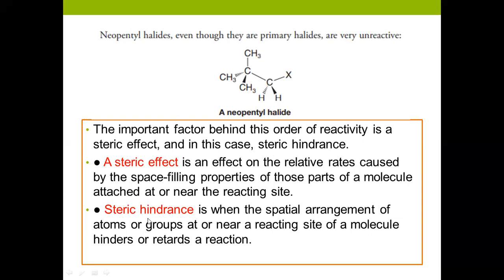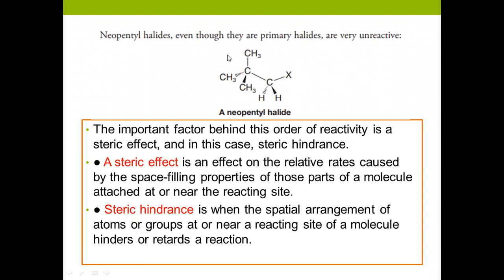Another one is steric hindrance. Steric hindrance is when the spatial arrangement of the group of atoms at or near the reacting site of the molecule hinders or retards the reaction. So it will hinder because of the presence of these bulky groups here. It hinders the backside attack of the nucleophile. So this is the front and this is the back. Now this is your leaving group. Of course, the nucleophile will not attack close to the leaving group in an SN2 reaction. It will attack from the back, the backside attack. And then the leaving group leaves. That is the mechanism of the SN2 reaction.